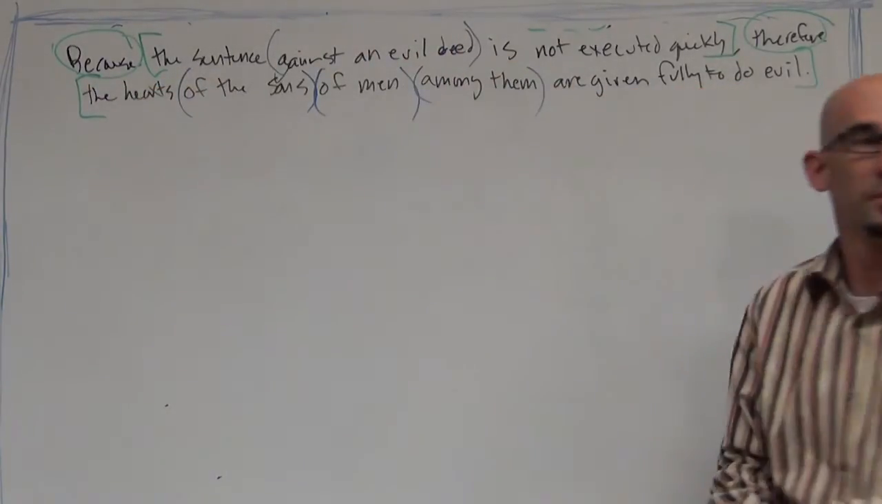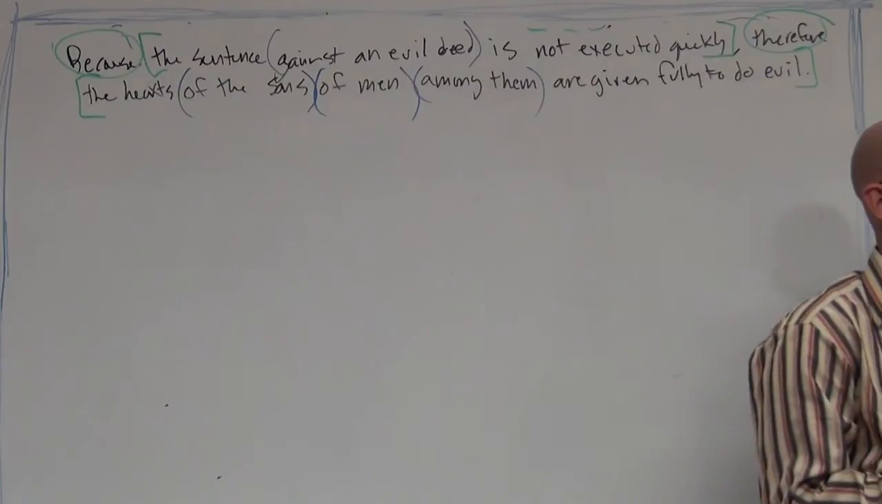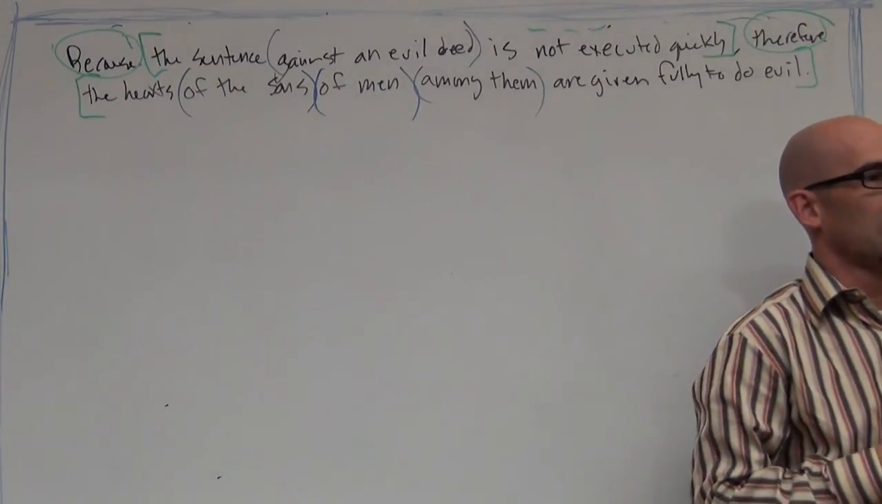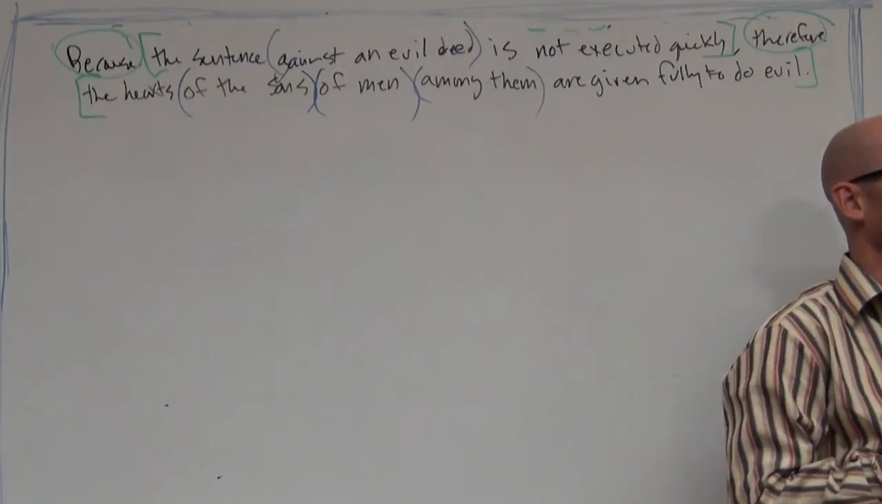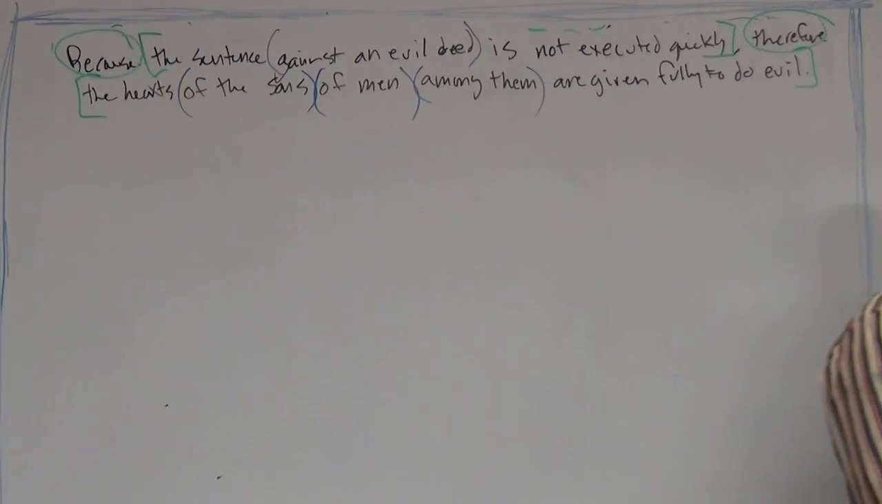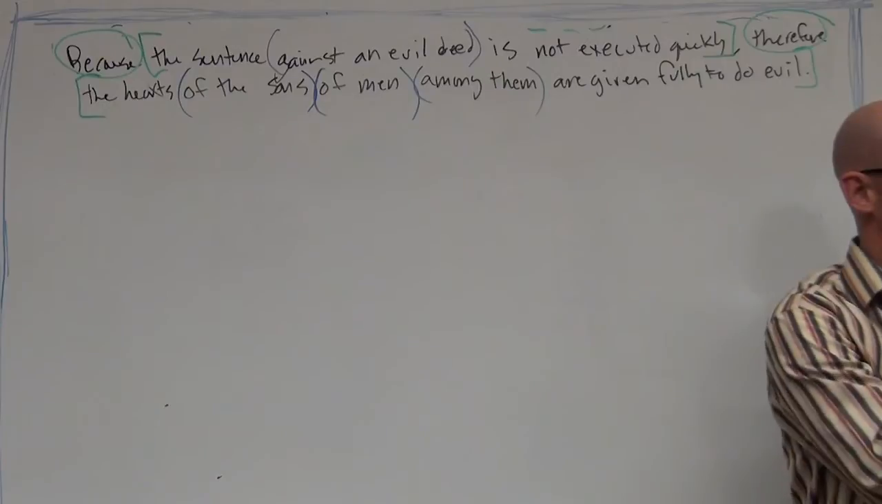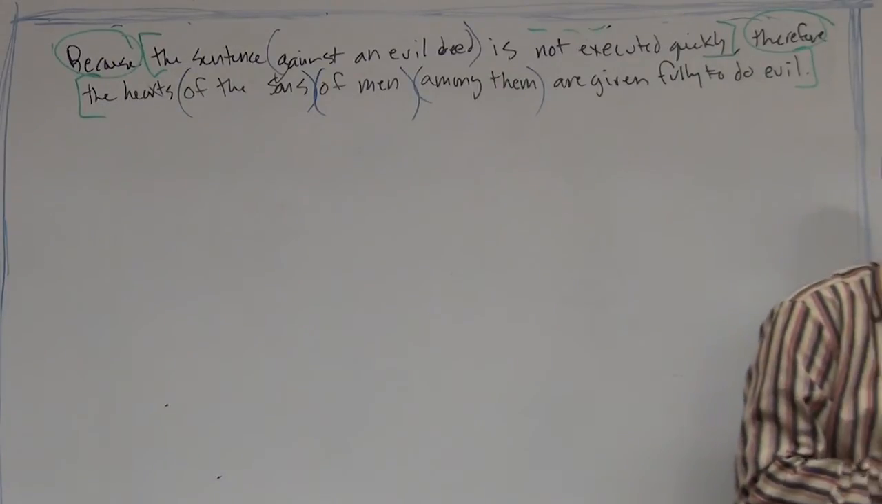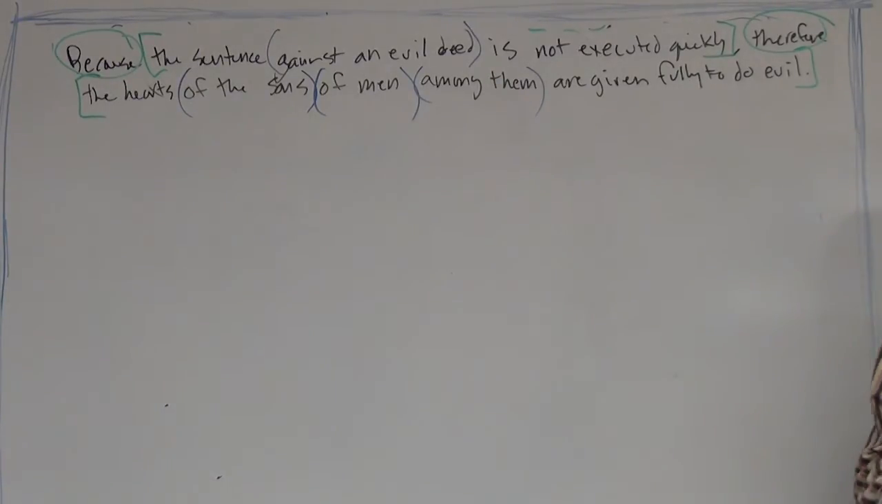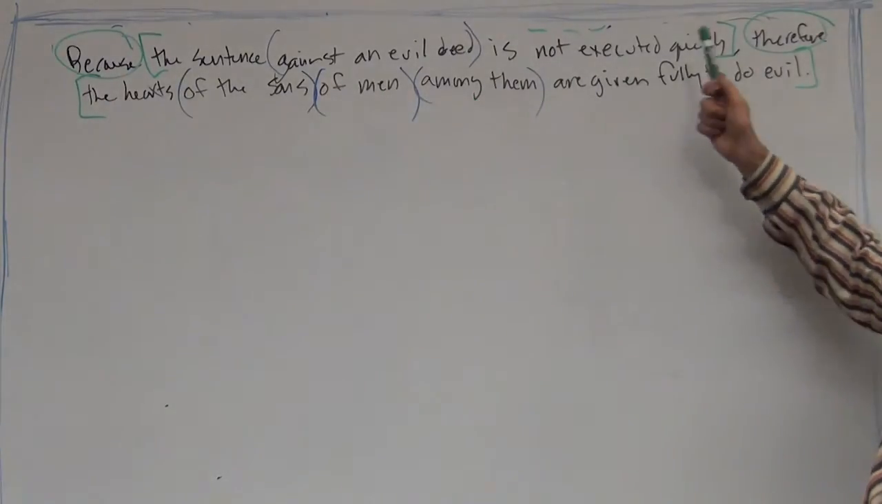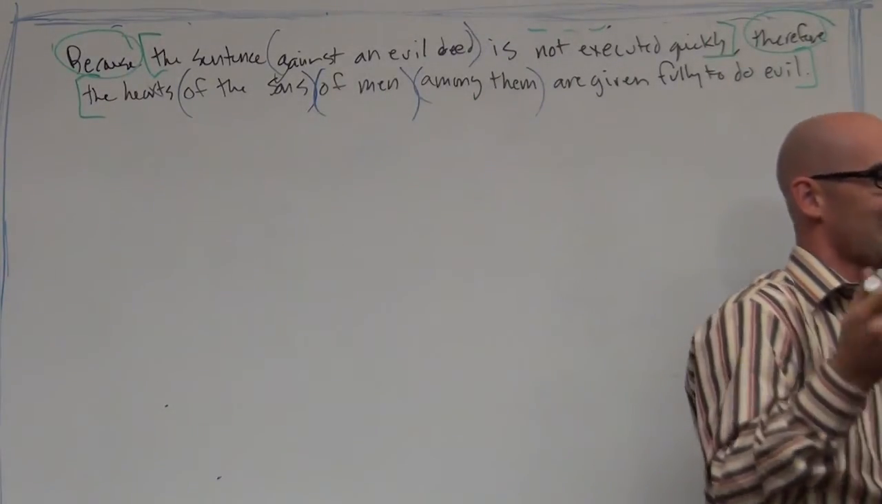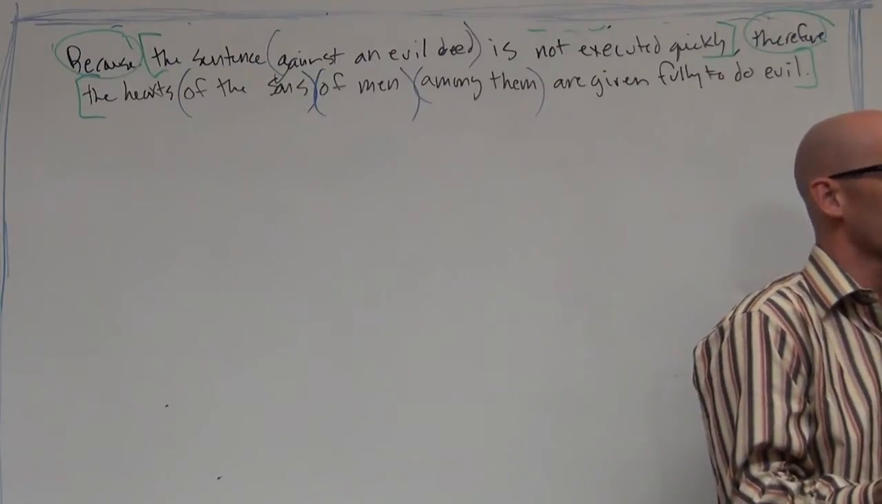I have a quick question. I know we'll probably cover it over. How exactly do you figure out where your clauses are? Do you just read your sentence and figure out where the periods or commas go? That's a good question. Yes. I read it until I figure it out. But I test it. Can I put a period? The sentence against an evil deed is not executed quickly. Period. Does that sound like a full sentence? Okay, that's a good test.